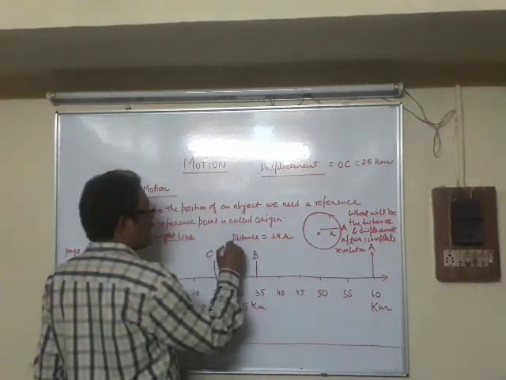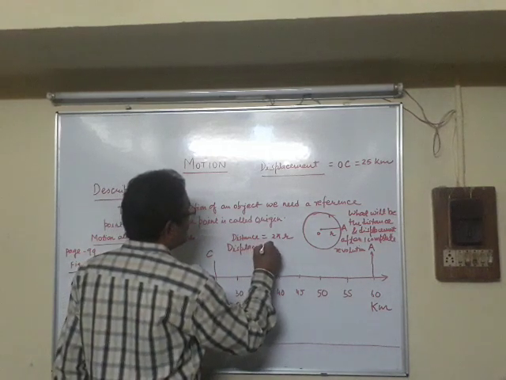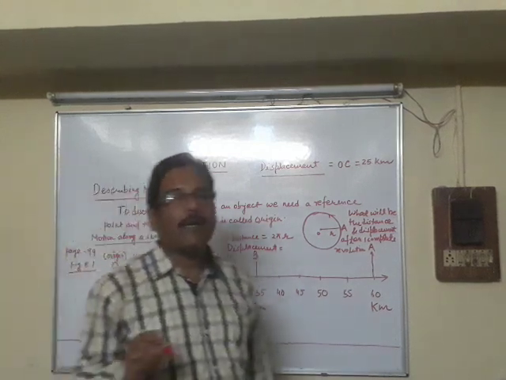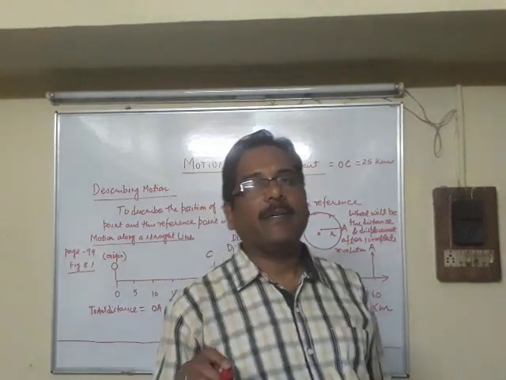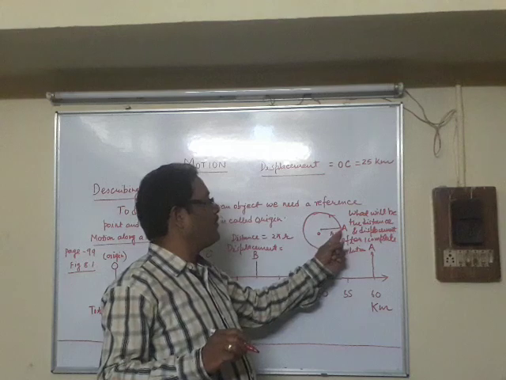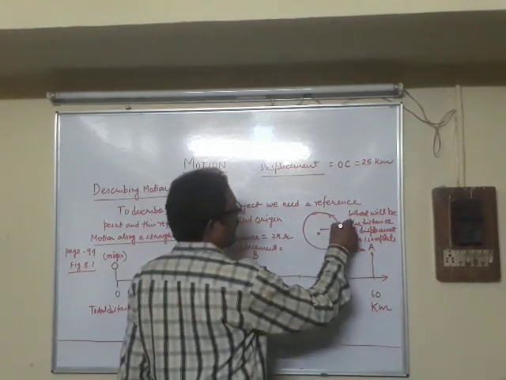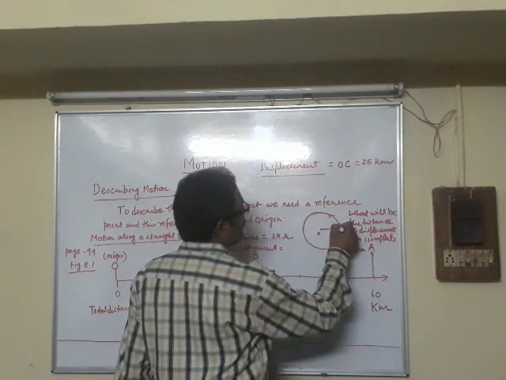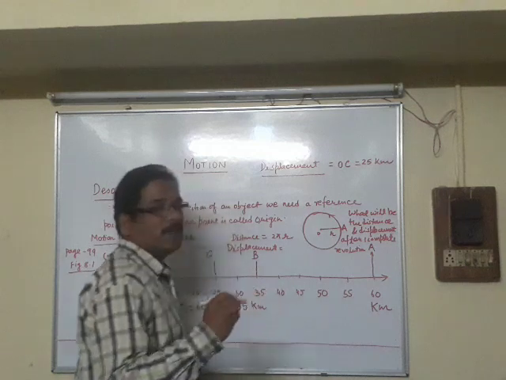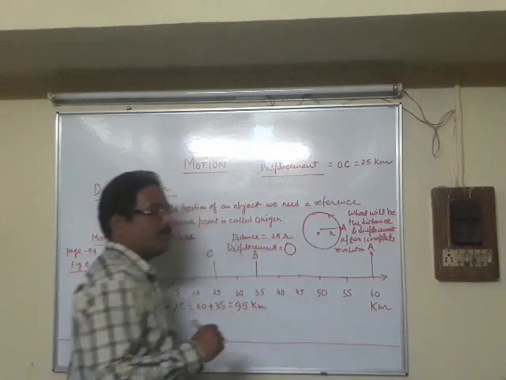And what will be the displacement? As I have said, displacement is the shortest straight line distance between initial and final points. So the initial and final points are coinciding. It starts moving from point A and after one complete revolution again comes back to point A. So the initial and final points are coinciding, so displacement will be 0.